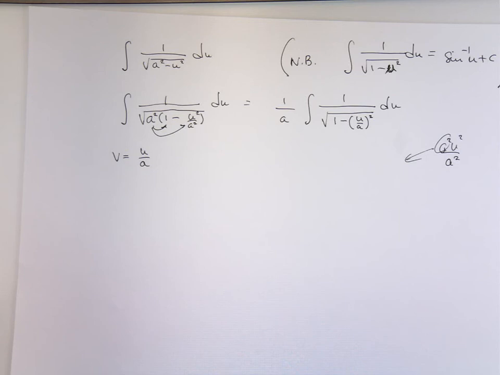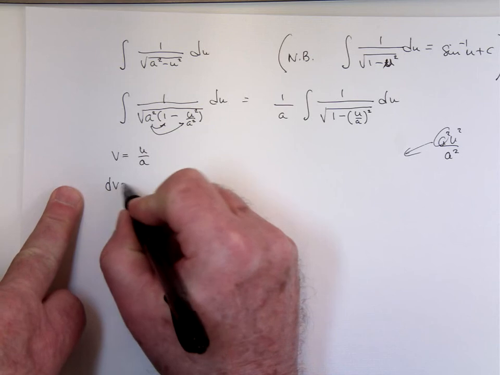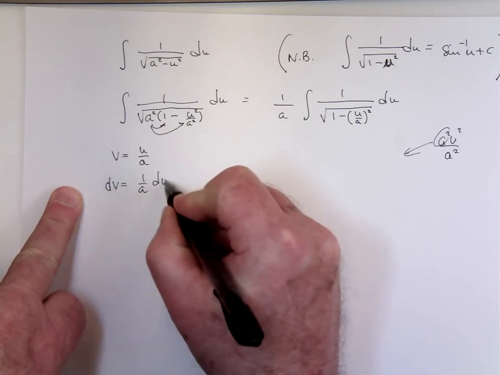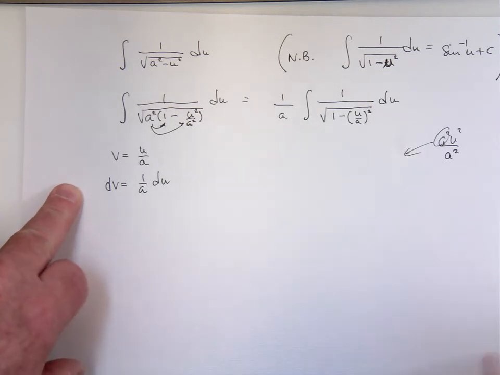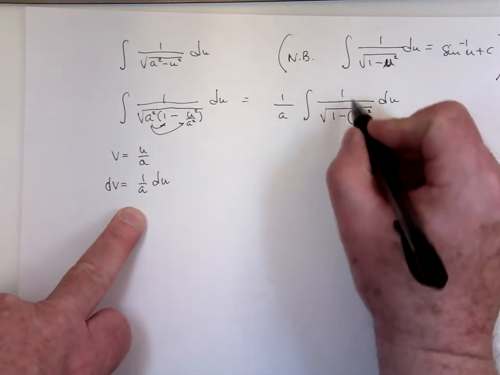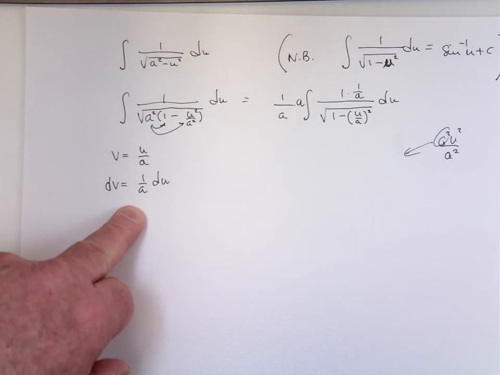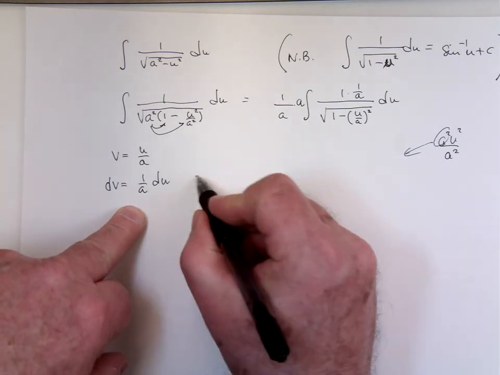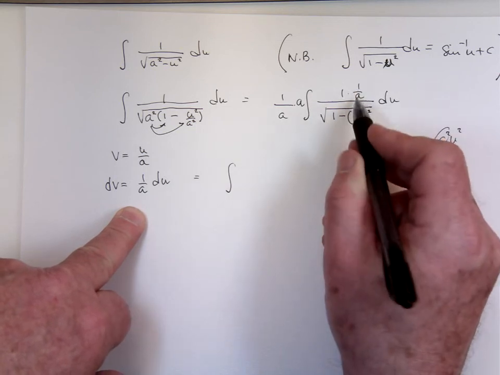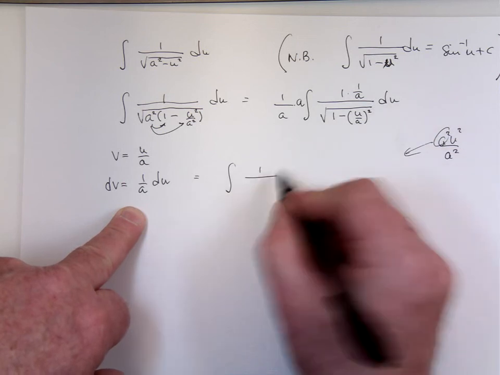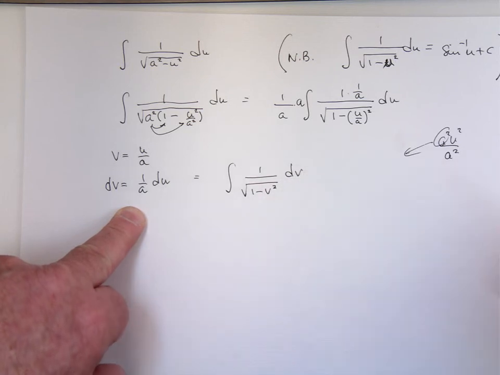Okay, now I'm going to let v equal u over a. dv is 1 over a du. I could move that back inside. There's my 1 over a, but I'm not going to do it that way. What I am going to do is multiply by 1 over a and by a. Okay? The a's cancel. I have 1 times 1 over a du. That's my dv. So I have 1 over square root of 1 minus v squared dv. That's the integration form that I have.